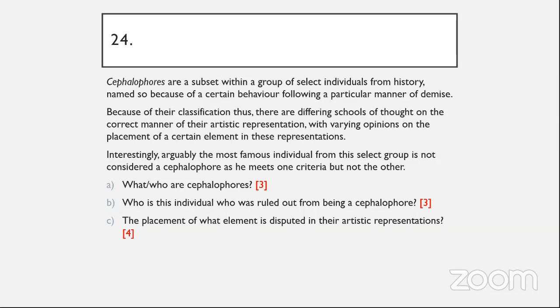Okay. That was team 2. Team 3. We're going to say these are particularly the apostles, and the subset is people who are martyred in some way. And the individual who was ruled out is going to be Judas for some reason. And the placement of the element is, you know how in certain paintings you have the hand sort of signifying how they died, like beheaded or this thing. So that particular placement is what is sort of disputed. Okay, that was team 3.